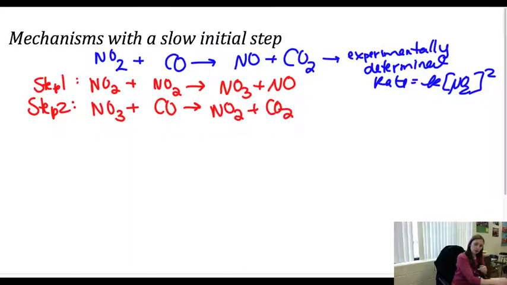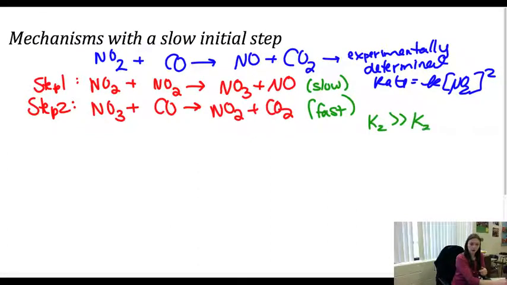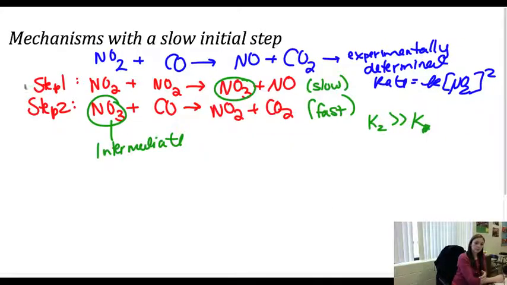Now they also realized here that this was my slow step and this step occurred very quickly. That means that my rate constant for 2 is much larger than my rate constant for 1. We also look at these. We have NO3 that got formed and then NO3 that got used up. So NO3 is an intermediate, and step 1 here would be my rate determining step.